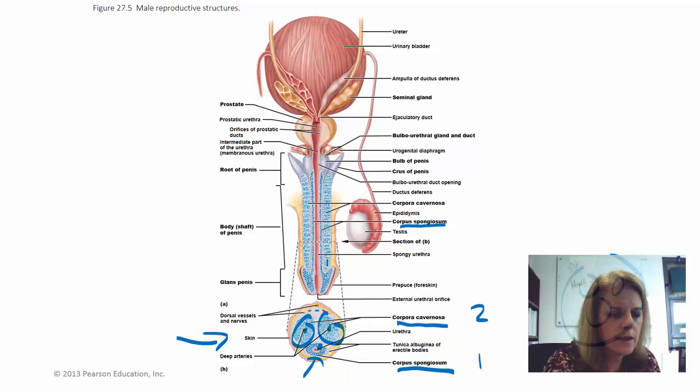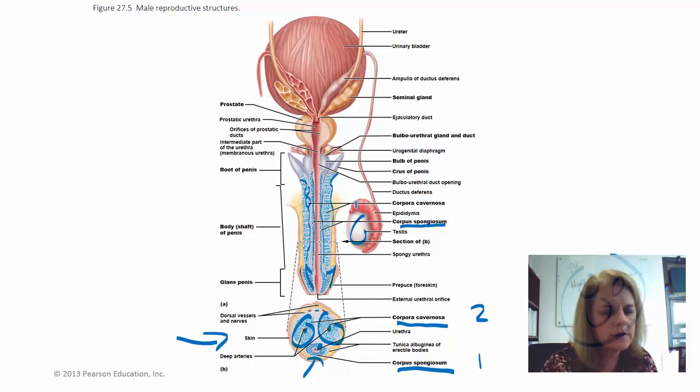You can notice that the corpus spongiosum forms the glans penis and runs right alongside the urethra, whereas the corpora cavernosa are on either side.